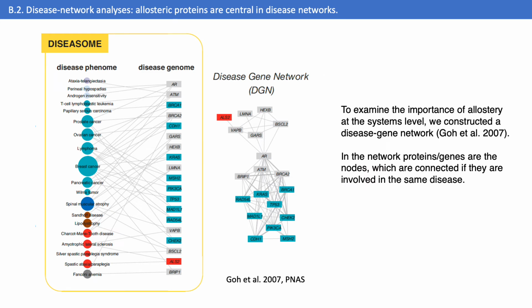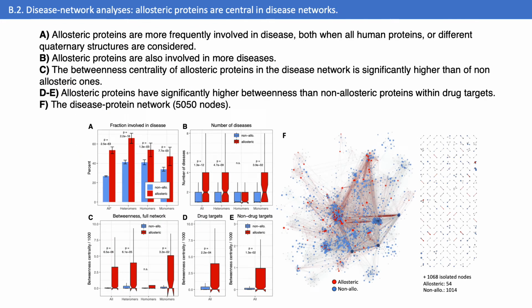Next, we constructed a disease protein network where every two proteins were connected if they contribute to the same disease. The analysis of the resulting networks indicates that allosteric proteins are hubs in them, both when all proteins and when different quaternary structures are considered separately. They are involved in more diseases and have higher betweenness centrality than non-allosteric proteins. We also found a similar pattern when drug targets and non-drug target proteins are analyzed separately.